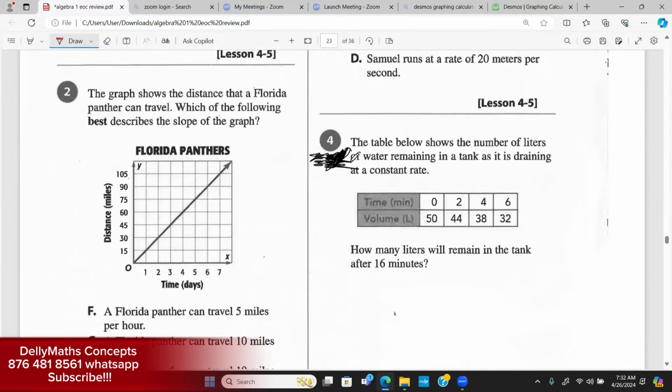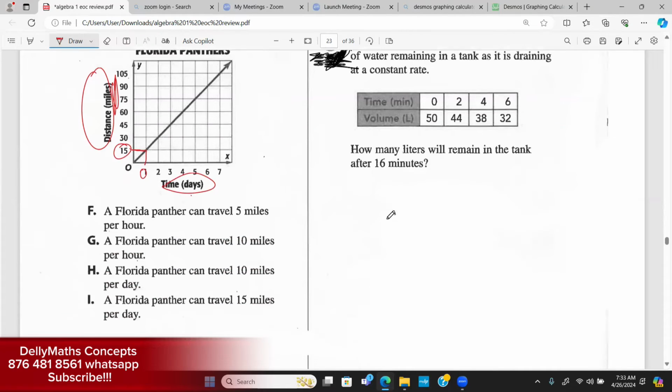Number 2, graph. The graph shows the distance that a Florida panther can travel. Which of the following best describes the slope? All right, so let us look. Distance is on our y-axis, the days, right? So you have to focus on the idea, days. So in 1 day, let's follow this. 1 day, boom, 15 miles. So I'm looking for that. I'm looking for 1 day and 15 miles.